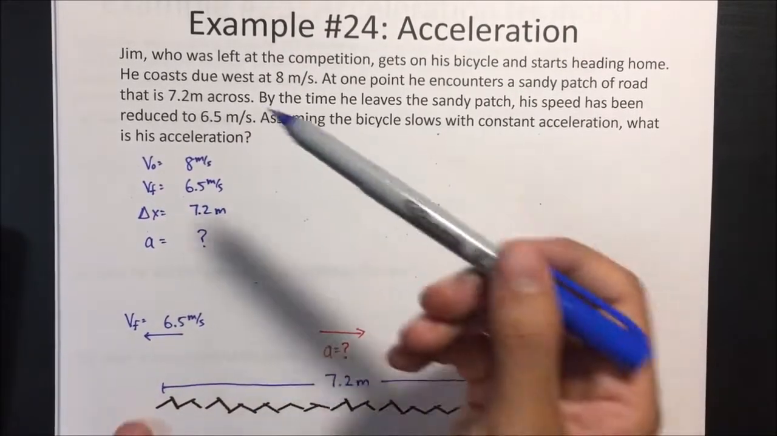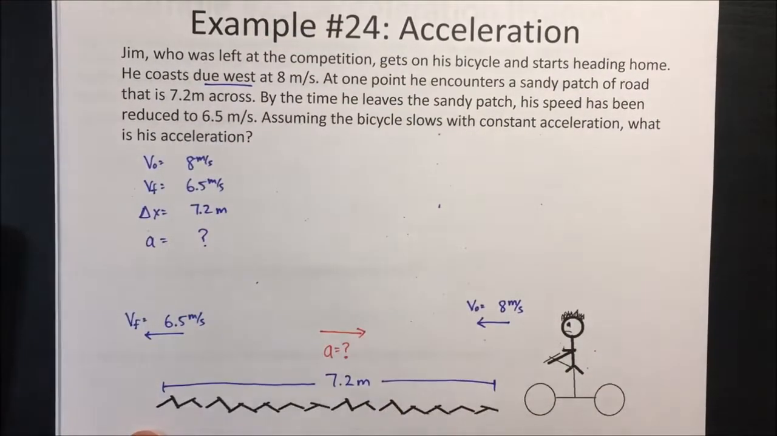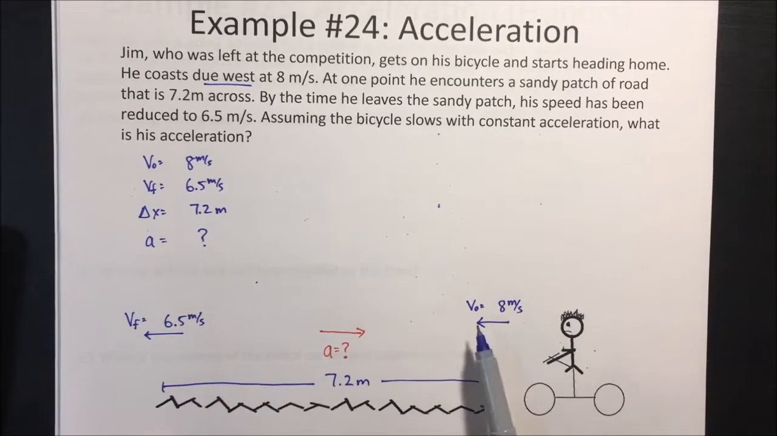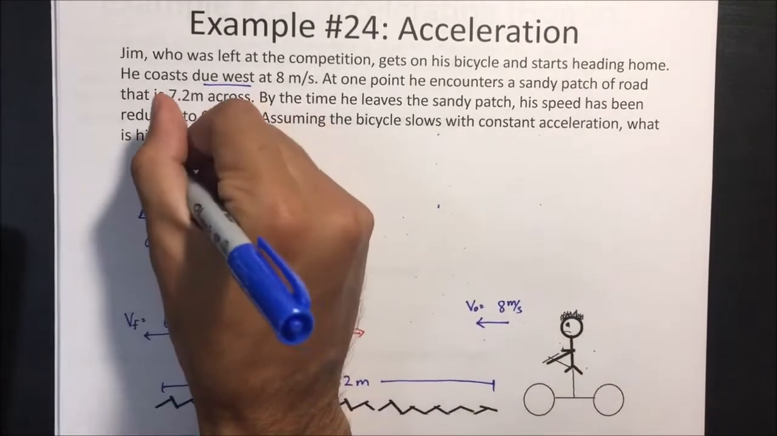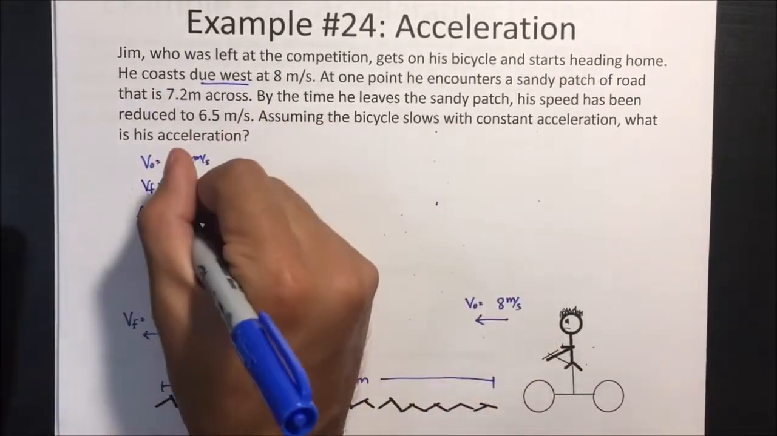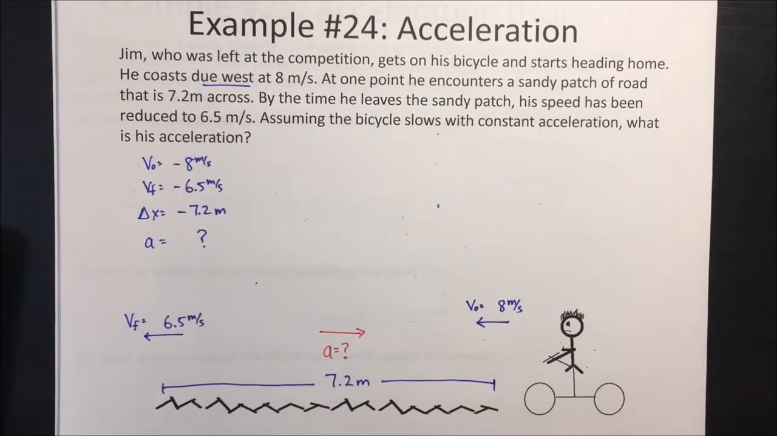However, one thing we have to notice is it says due west, so everything is going to the left here. He's moving to the left, he's going to the left, and everything's to the left. So initial velocity is negative, v final is negative, and displacement is negative.